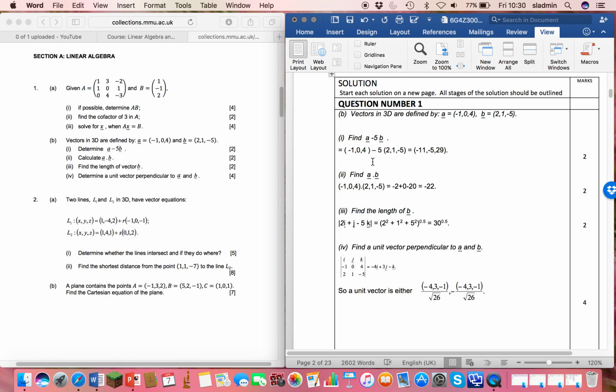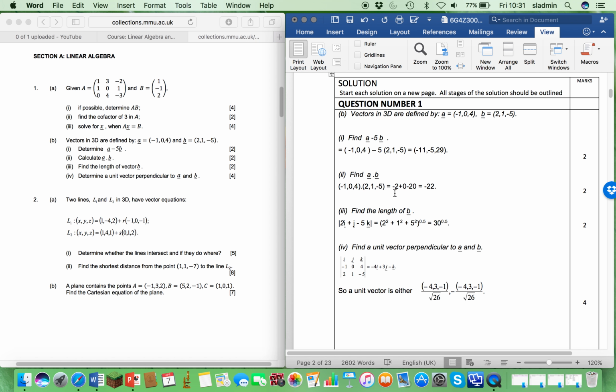And then to work out the second component of the vector, we have 0 take away 5, so that gives us minus 5. And to work out the third component of the vector, we have 4 minus 5 times minus 5 gives you plus 25. So 4 plus 25 will give us 29. For 1B part 2, we want to calculate a dotted with b. So here's the vector a, here's the vector b. To work out the dot product, we multiply corresponding elements and then add them together.